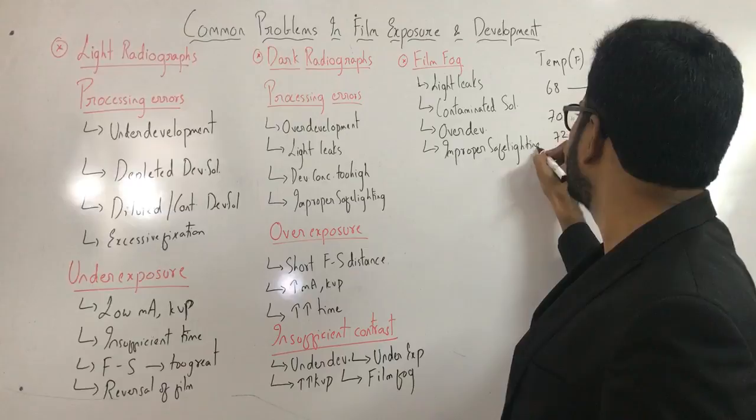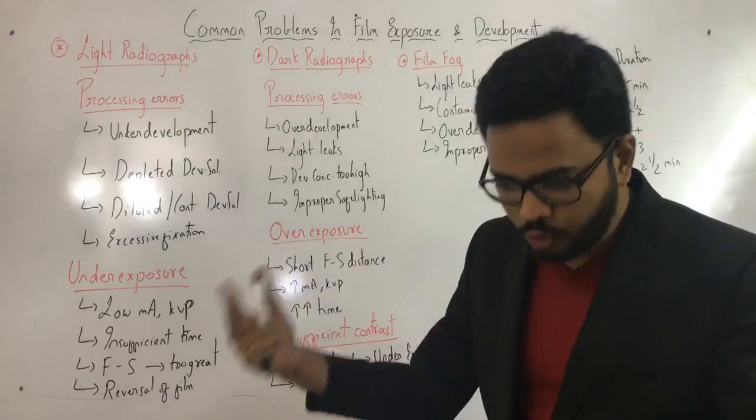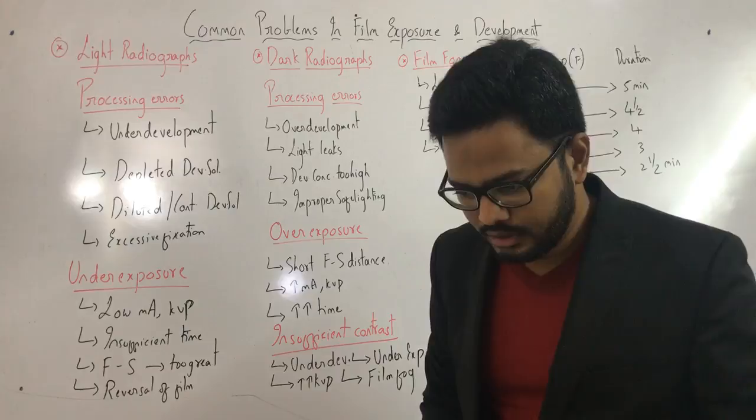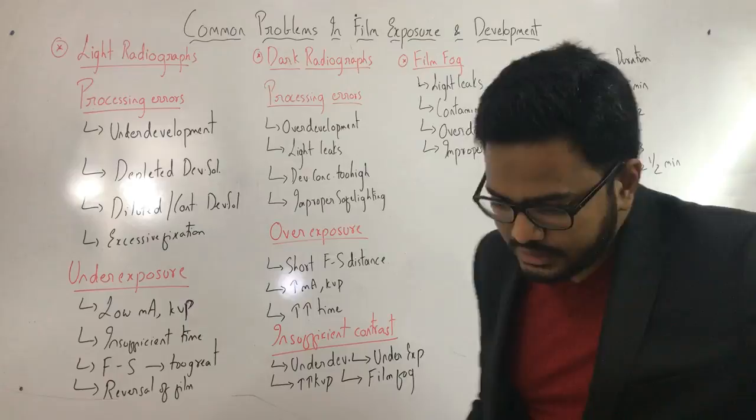Similarly, we've seen previously, light leaks and improper safe lighting can lead to either dark radiographs or even fogging of the film. Yes, film too old: when it is stored beyond its expiry date, there can be film fog. Exactly. Right. So these are some of the reasons for your film fog. Now let's see the various reasons for dark spots.